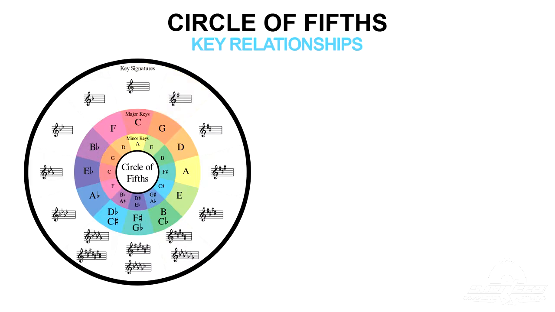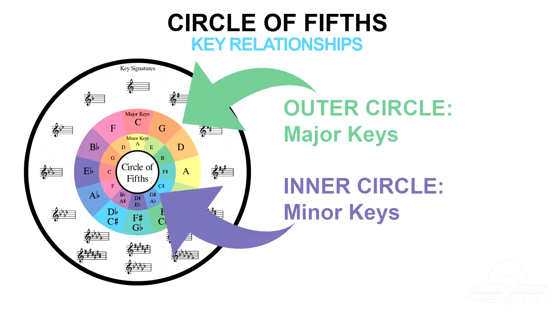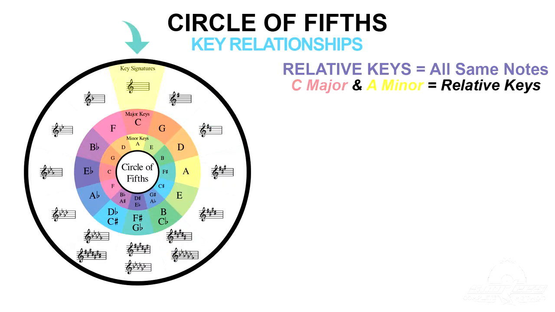But wait, up to this point we've just been dealing with the outside of the circle. These are all major keys. The keys on the inside of the circle are minor keys. Each minor key on the inside of the circle is relative to the major key on the outside of the circle because, guess what? Both keys share all the same notes with each other. This means that as a DJ, you can mix and transition back and forth between relative major and minor keys super easy.